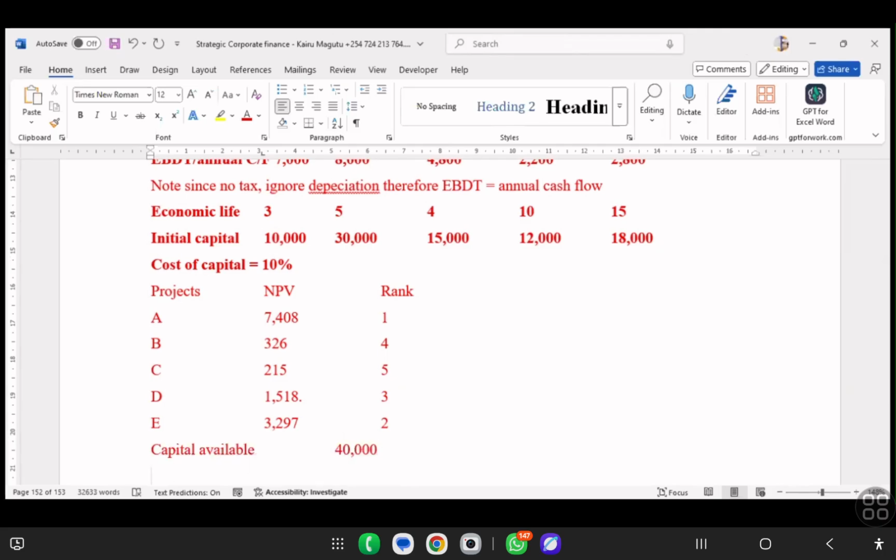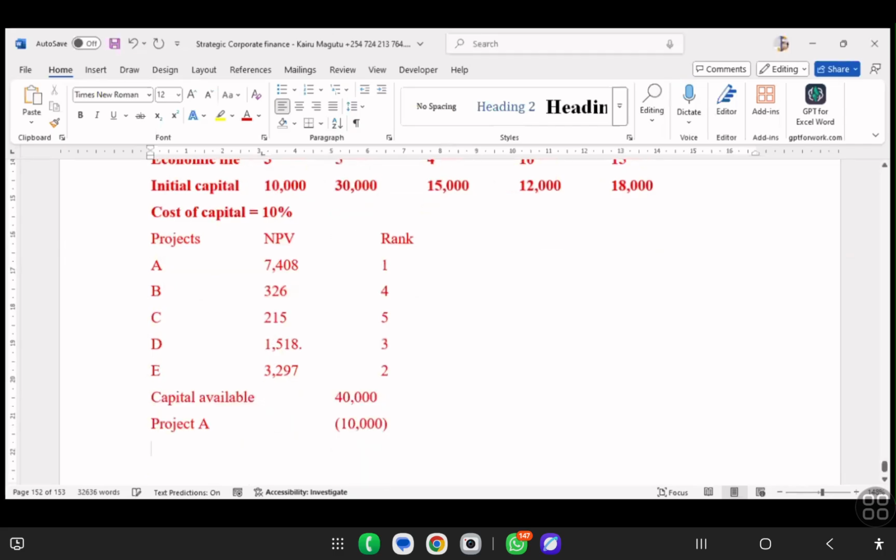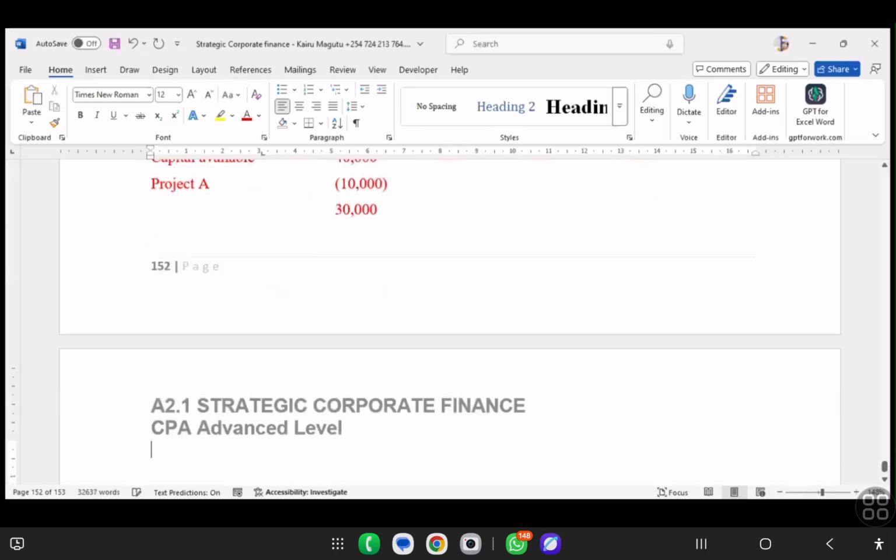We start with the first project. We start by undertaking project A. How much is the initial capital for project A? It is 10. Once project A is undertaken, how much would be the remaining amount? We are left with that.